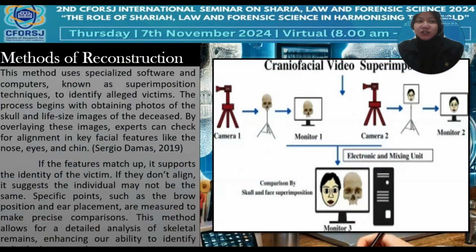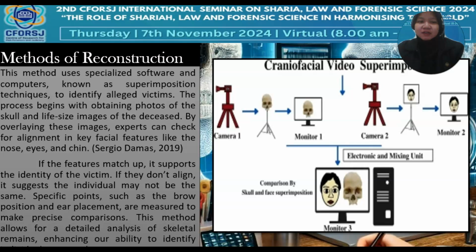Methods of reconstruction. This method uses specialized software and computers, known as superimposition techniques, to identify alleged victims. The process begins with obtaining photos of the skull and left-side image of the deceased. By overlaying this image, experts can check for alignment in key facial features like the nose, eyes, and chin. Sergio Damas, 2019. If the features match up, it supports the identity of the victim. If they don't align, it suggests the individual may not be the same.